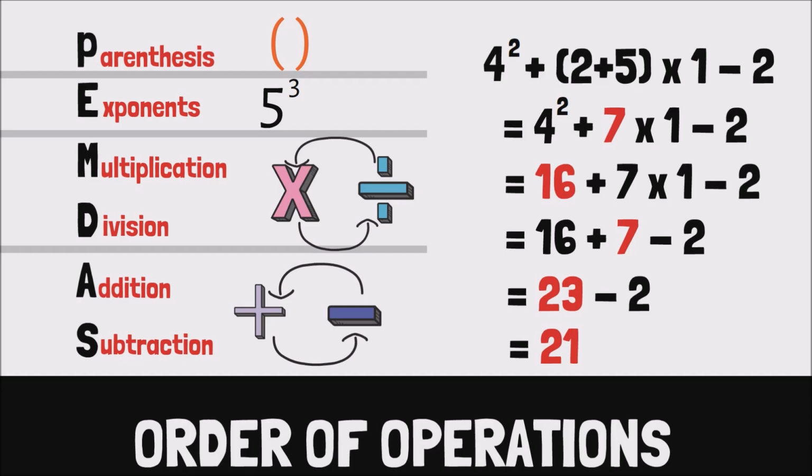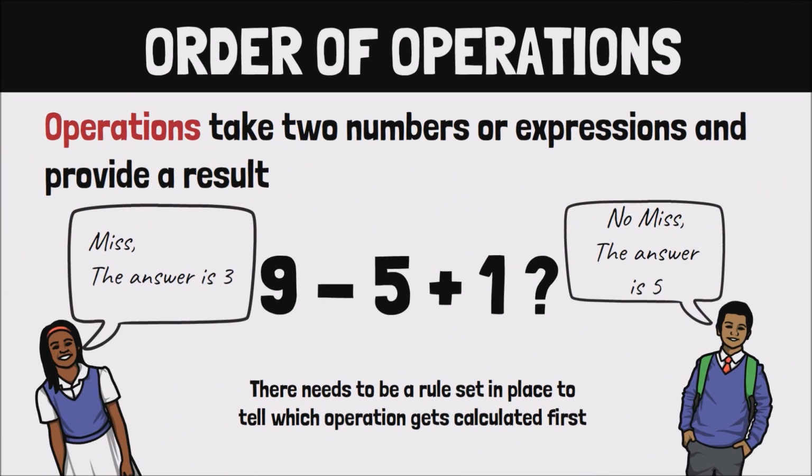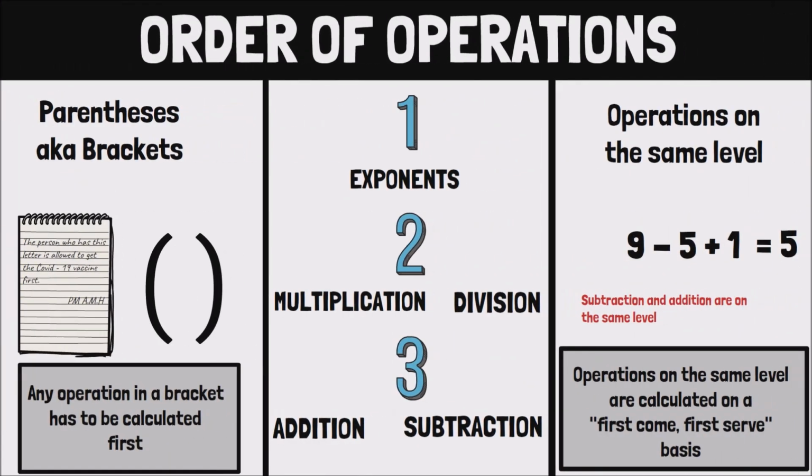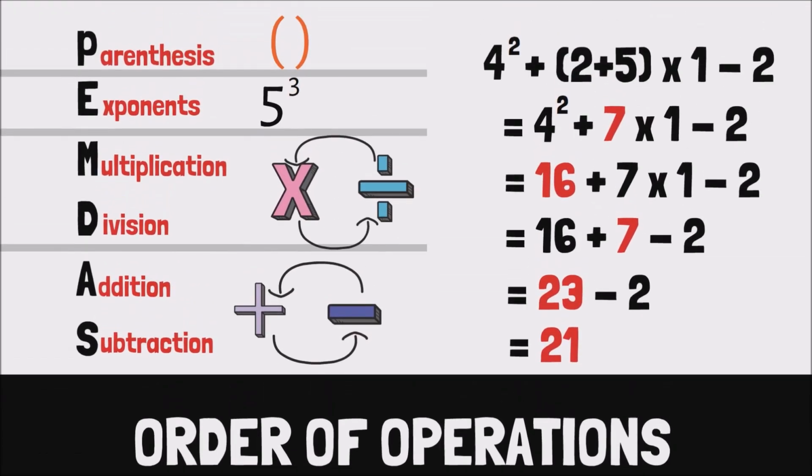So there's a recap coming up, right? So let us go. Operations in math take two numbers or expressions and provide a final result. The order of operations is a rule that tells us which operation gets calculated first when there are more than one in the same expression. Based on the order of operations, we always work with what is in brackets first, then we work with exponents, then multiplication and division depending on which one appears first in the expression, and finally we work with addition and subtraction depending on which appears first in the expression.